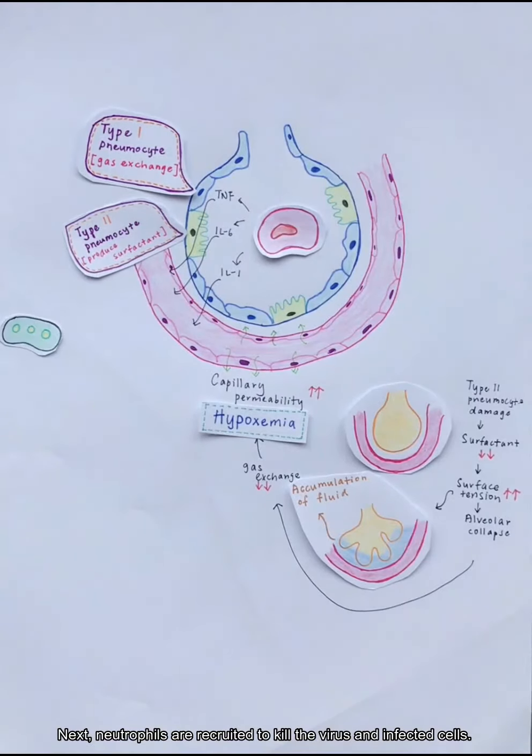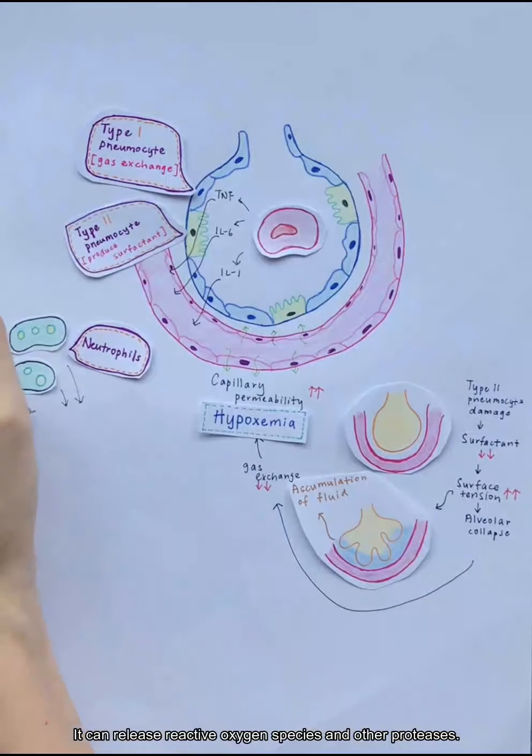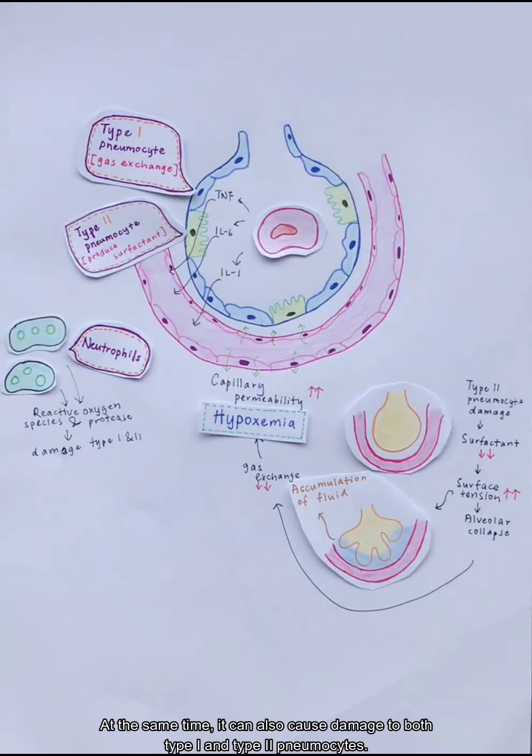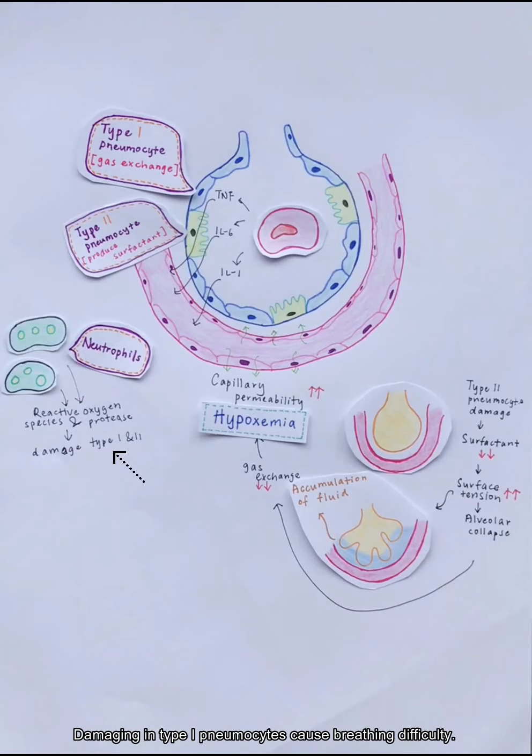Next, neutrophils are recruited to kill the virus and infected cells. They can release reactive oxygen species and other proteases. At the same time, they can also cause damage to both type 1 and type 2 pneumocytes. Damage in type 1 pneumocytes causes breathing difficulty.